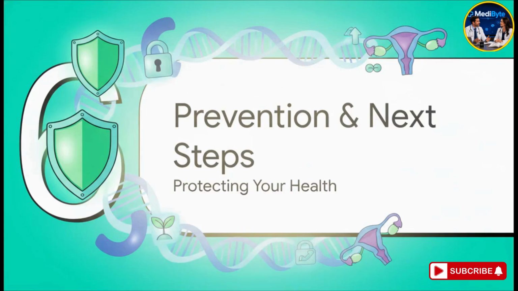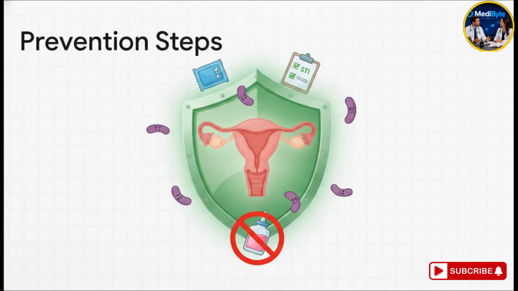Section 6. Prevention and next steps. The most effective preventative measures are completely rooted in safer sex practices. That means correct, consistent condom use every single time. It also means getting regular STI testing if you're in an at-risk group. And crucially, you absolutely must avoid douching. Douching is actively harmful to your vaginal health.